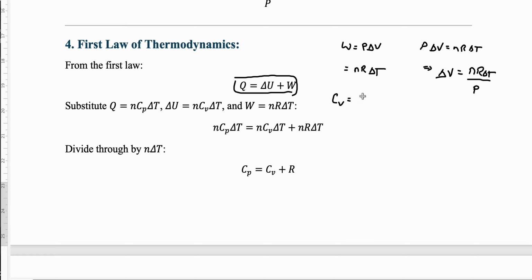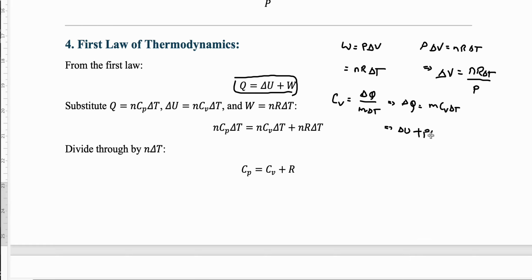Definition tells me that it is nothing but dq, so let me write it down as delta Q divided by m into delta T, right? And that means I need Q, so delta Q is equal to mCV delta T.